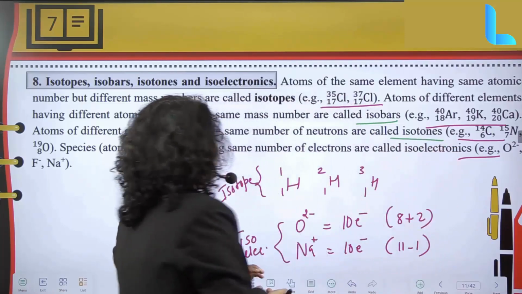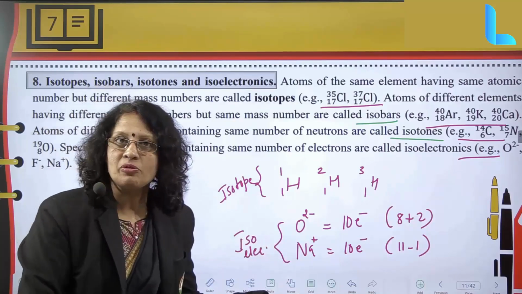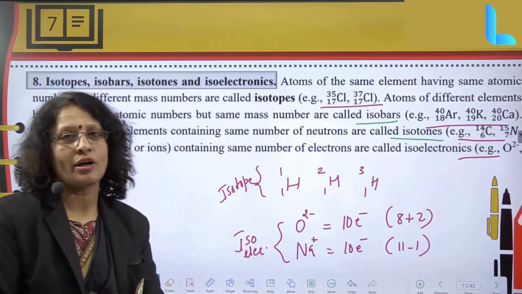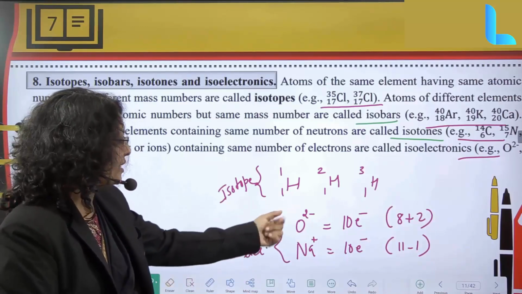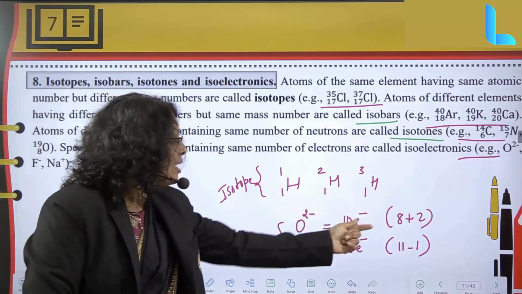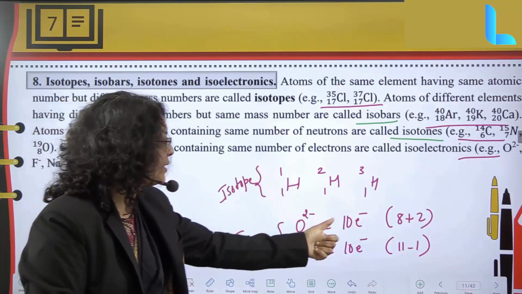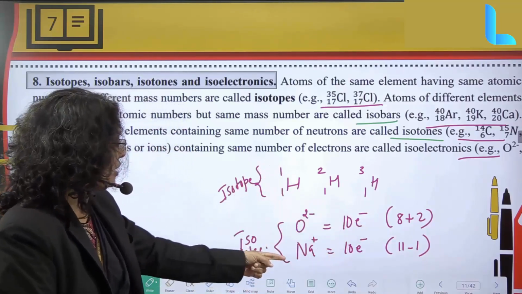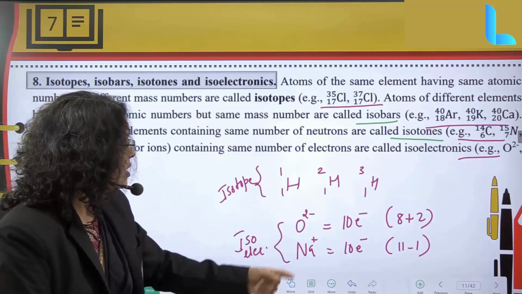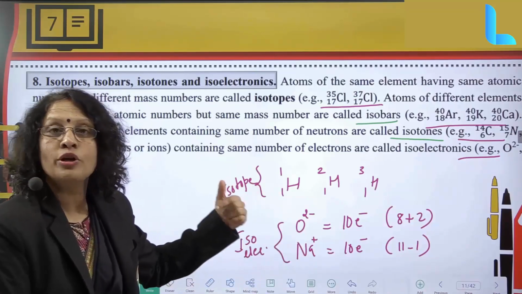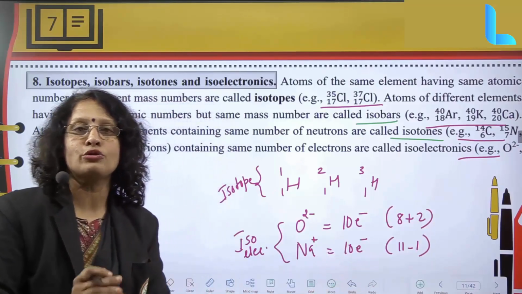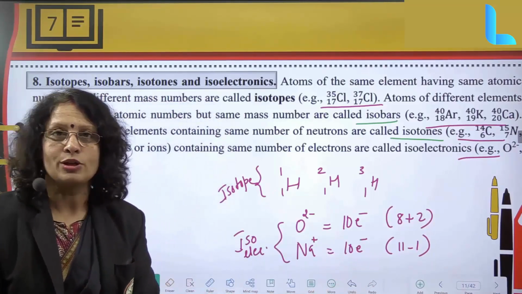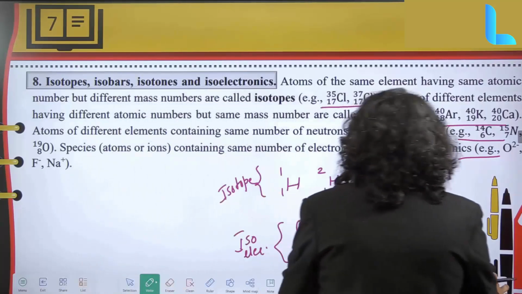Then the species which contain the same number of electrons, after ionization or in atomic state, are called isoelectronic species. Like O2 minus: the atomic number of O is 8 and 2 minus means 2 electrons are added, so 8 plus 2 becomes 10 electrons. The atomic number of Na is 11, so a plus charge means an electron is lost, so 11 minus 1 is 10 electrons. So both have 10 electrons, so it is called isoelectronic species. The word iso is used for same.